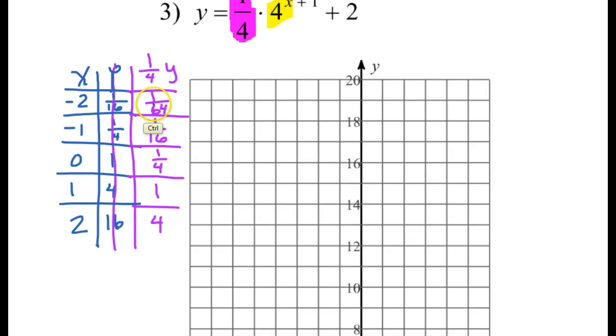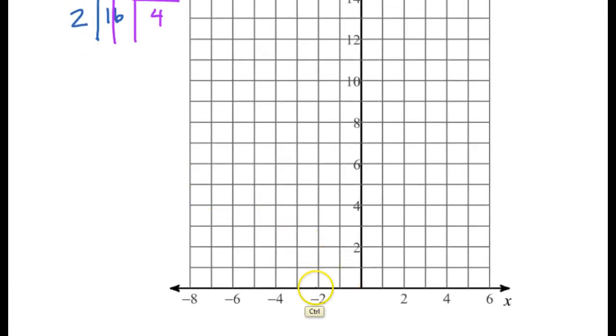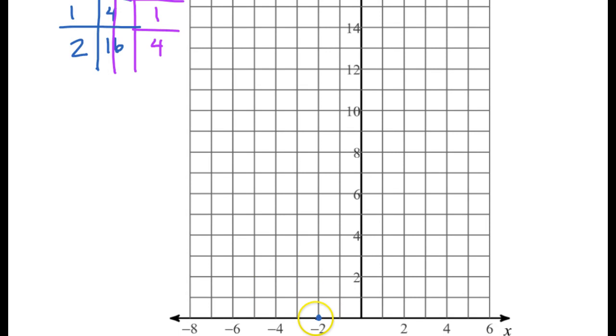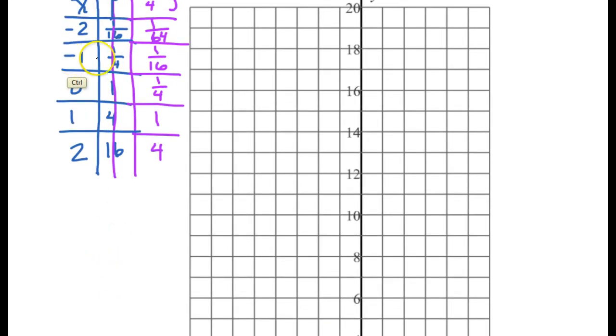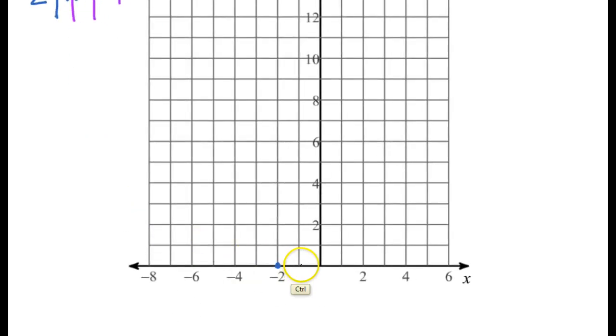So -2, 1/64. 1/64 is so small that it's going to appear to be just like 0 would be. All right, but just in your mind, know that it's not quite touching the line in reality. -1, 1/16. All right, it's still so small that it's really just going to appear to be on the line.